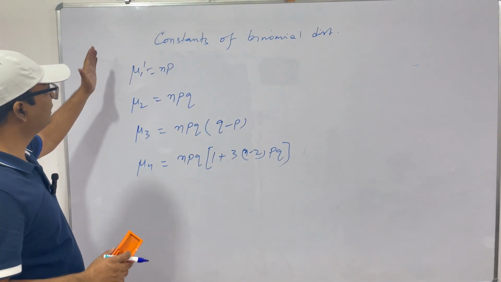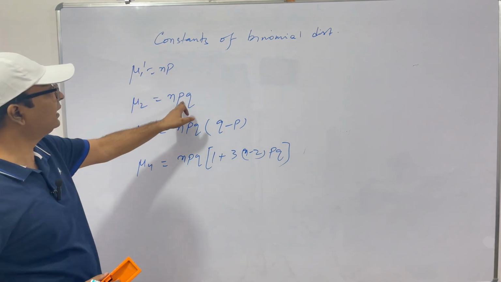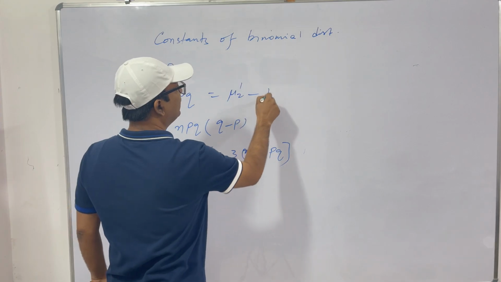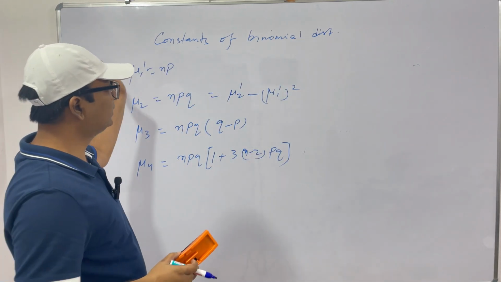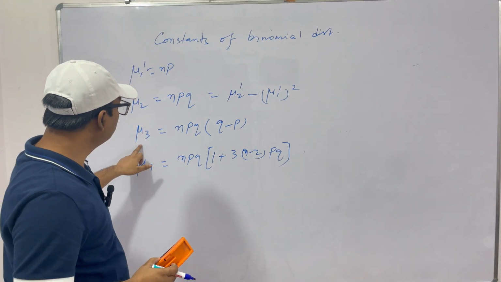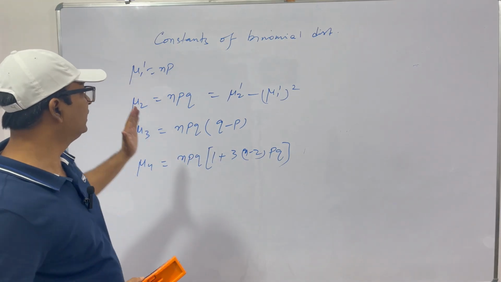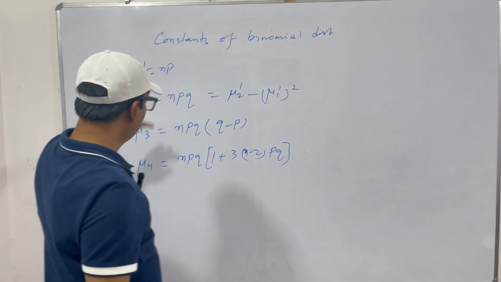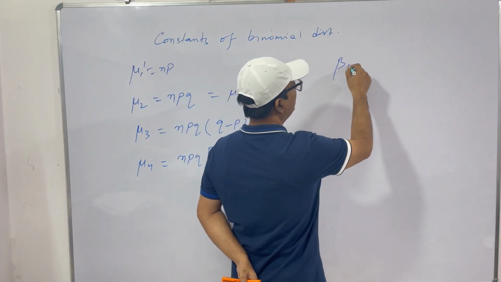So if you equate, this is our np, mu1 dash, the mean. Mu2 you will get npq, which we know is mu2 dash minus mu1 dash square and so on. So this formula you can see from statistics. So mu2 is npq, mu3 is npq into (q minus p), and mu4 is this. So these are the values that you should remember by heart. So when we have these values, we have to find two values more.